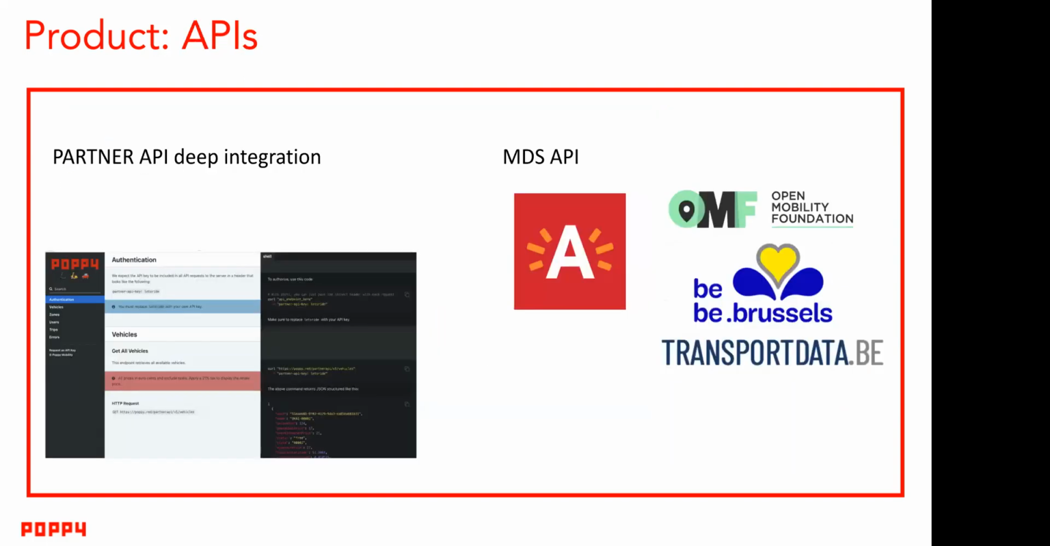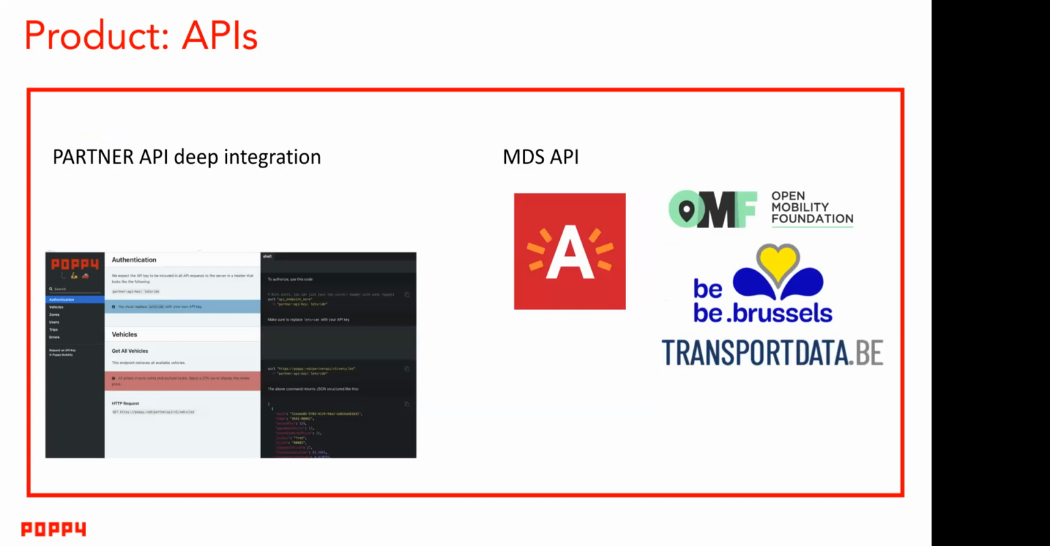And then we have tons of APIs. We have deep integration partner APIs, so you can actually transpose the entire Poppy experience, even unlocking a vehicle, into your own app. When we accept it, of course, it's quite a process to be accepted. For example, Wim and Skipper are both MaaS apps that integrate Poppy.